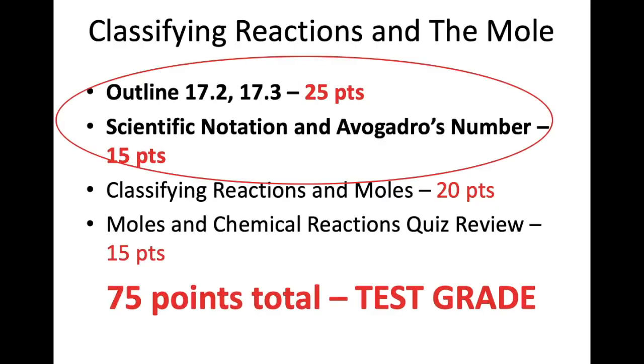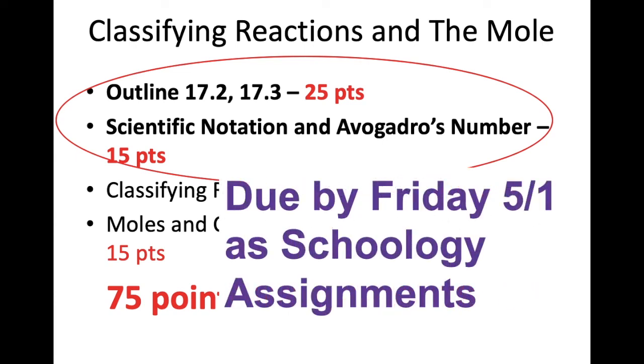Also, this is our last lesson for the week, so make sure that this is everything that you've completed this week. Last lesson, you should have worked on your outline. Today, you're working on your scientific notation. That's 25 points for the outline, 15 points for the scientific notation. Both of them due by Friday as a Schoology assignment. Of course, don't forget, if you have any problems submitting something to Schoology, you can always email me your assignment. I'd be happy to accept it that way as well.